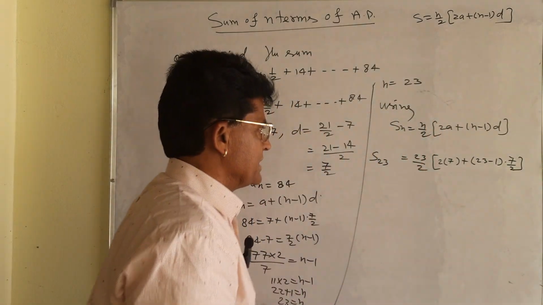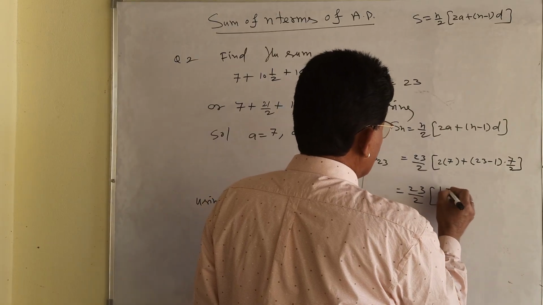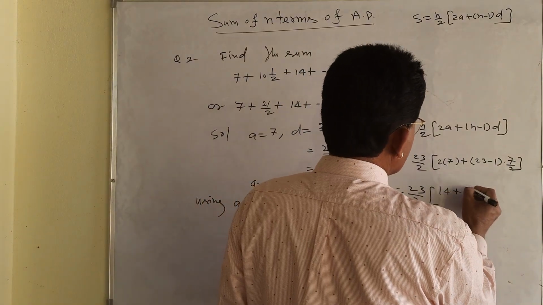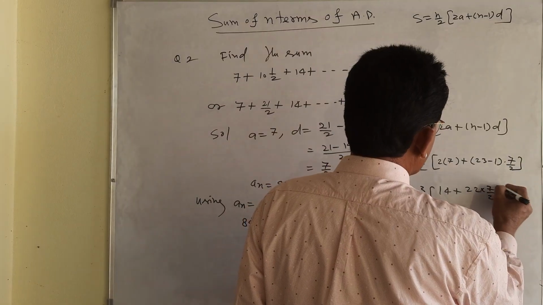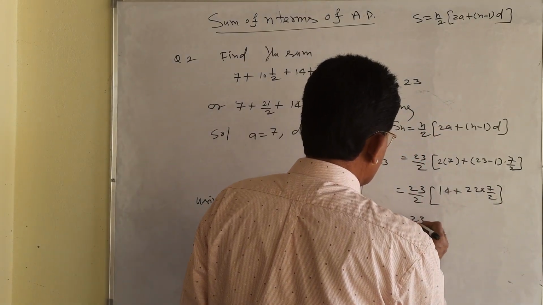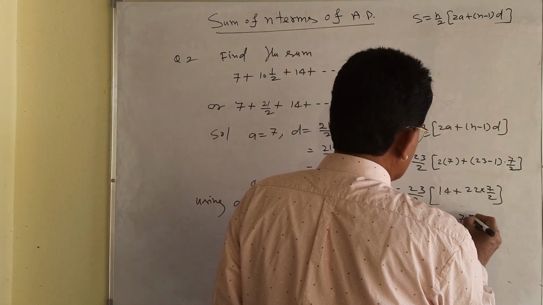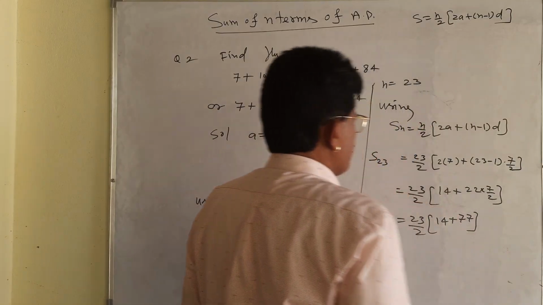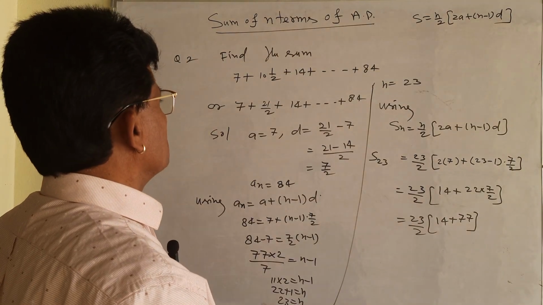How is it possible? What will be its value? So 14 plus 22 into 7 by 2. It will be equal to 23 by 2 and 14 plus 11, 77. This is 77.